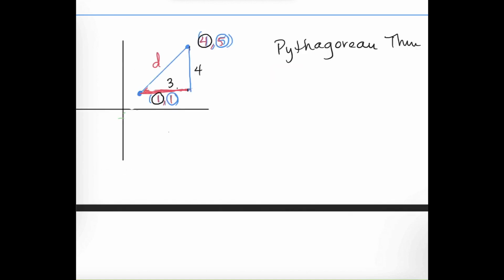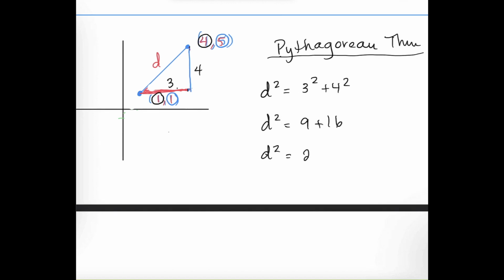So now that we have the length of the legs, we can use the Pythagorean theorem to determine the length of the hypotenuse side. So we'll say d squared is equal to 3 squared plus 4 squared. So the distance squared is equal to 9 plus 16. Distance squared is equal to 25.